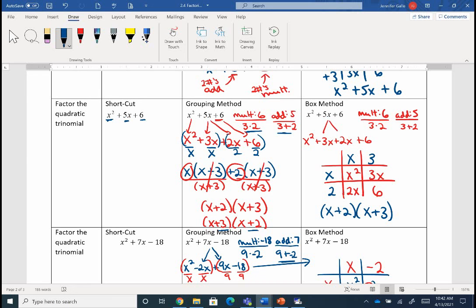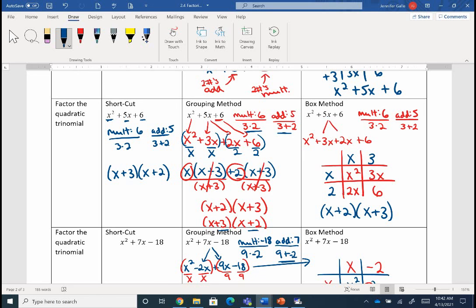So the shortcut is you just take your two magic numbers. So we multiply to get 6, add to get 5. Magic numbers were 3 and 2. You put one magic number with an x in one set. You put the other magic number with the x in your second set. No extra work needed.